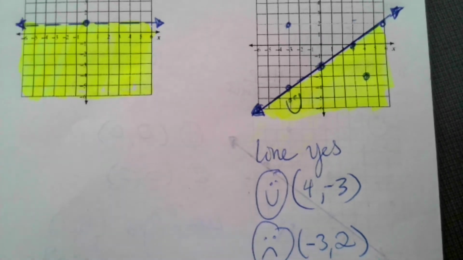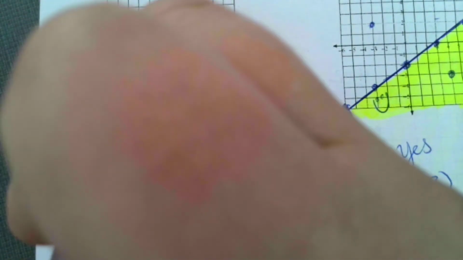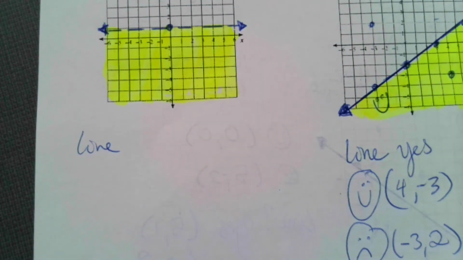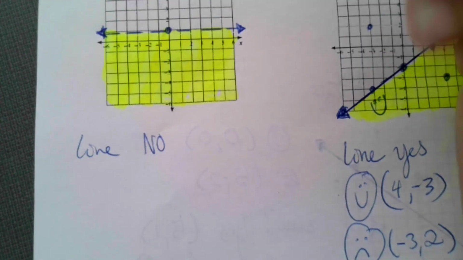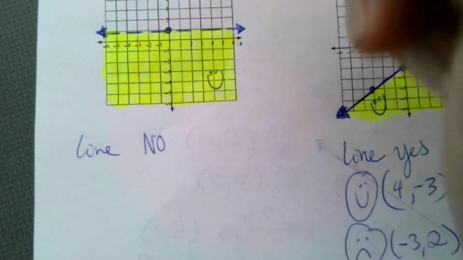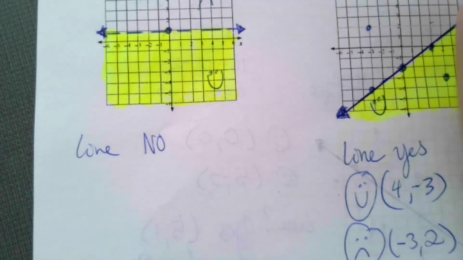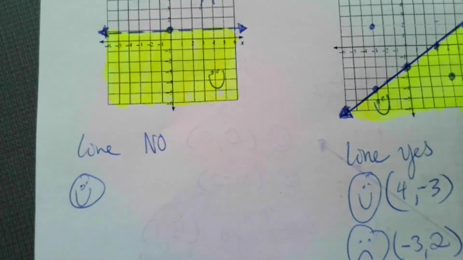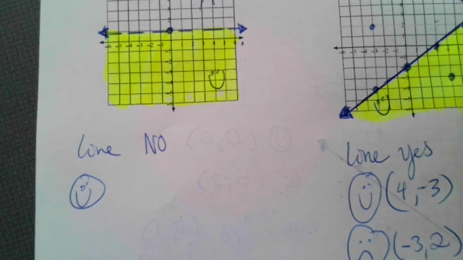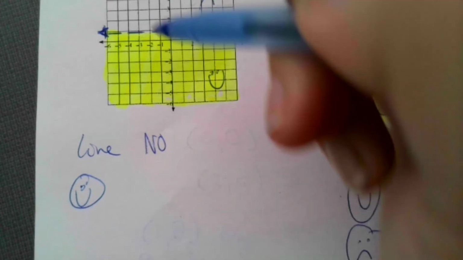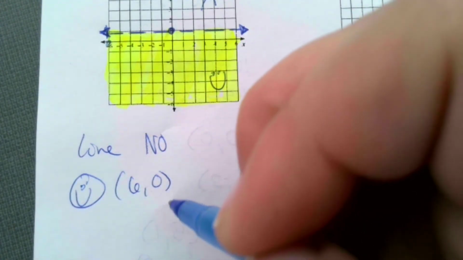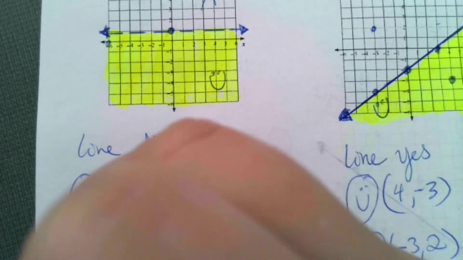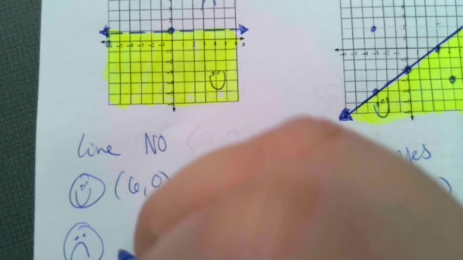I forgot to do that on this. Let's do it real quick. Can we use the line on this one? No, we cannot. Give me something that's in the happy face area. Give me something we can use. Negative 6, 0. Sure. Negative 6 and 0. Give me something we can't use.